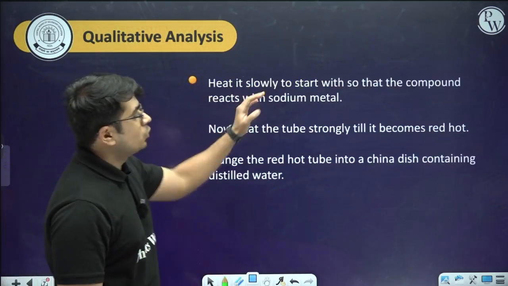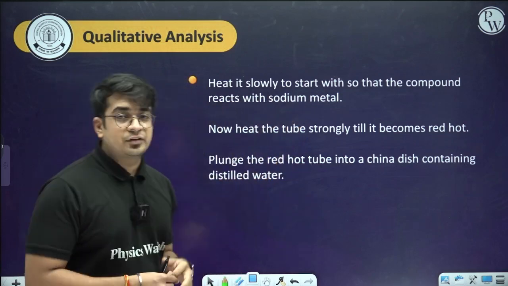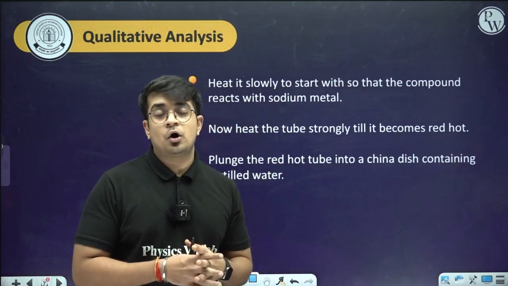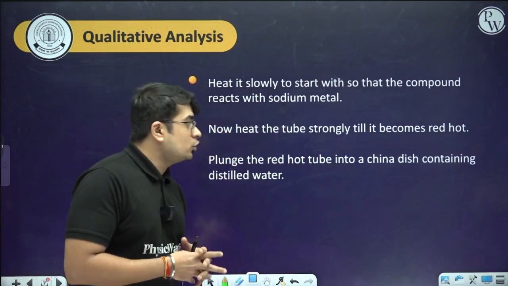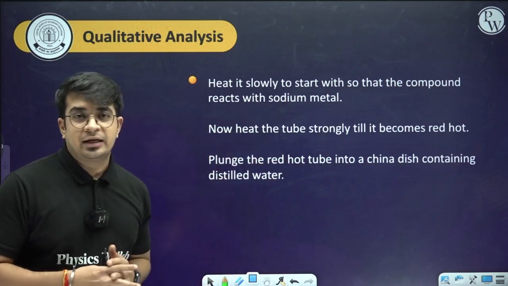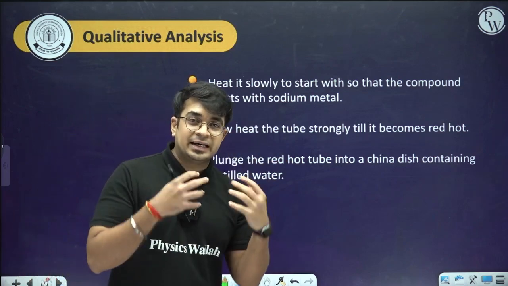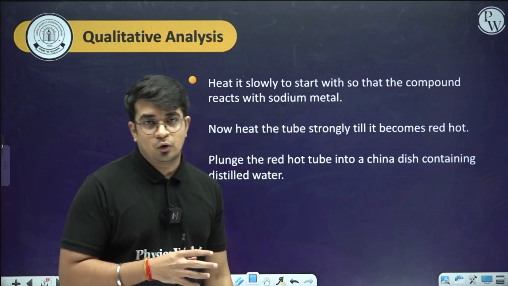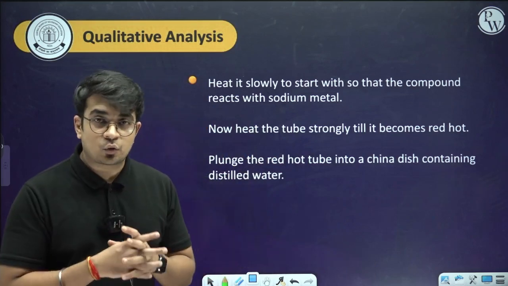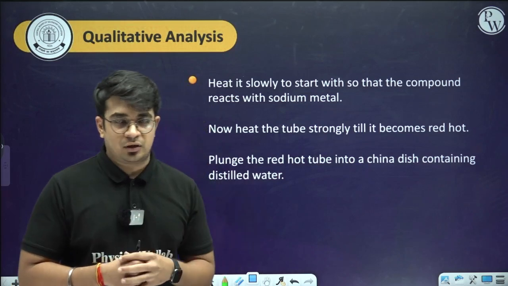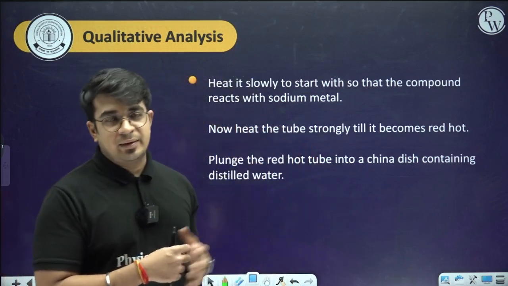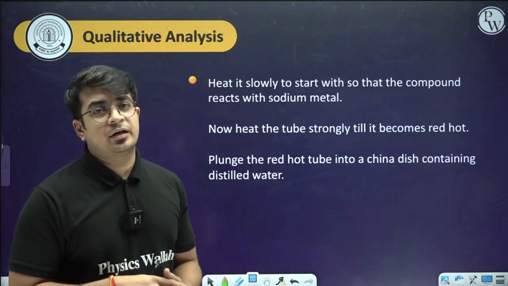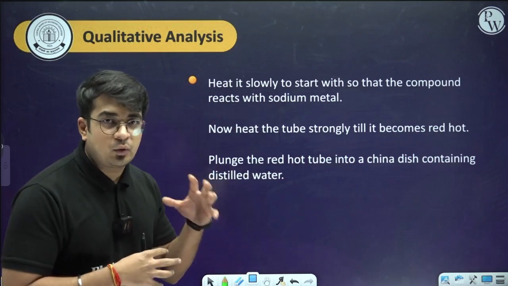Now heat it slowly to start with so that the compound reacts with sodium metal. We are doing everything to react the entire compound with sodium. And eventually, heat the tube strongly till it becomes red hot. It means that you have created such an environment where the energy is very, very high. Definitely all the covalent bonds are going to break down, and eventually they are going to react with the sodium. Sodium has the tendency to release an electron at that high temperature. And eventually these elements, which are either X or nitrogen or sulfur, are going to capture that electron to convert the entire part into ionic form.